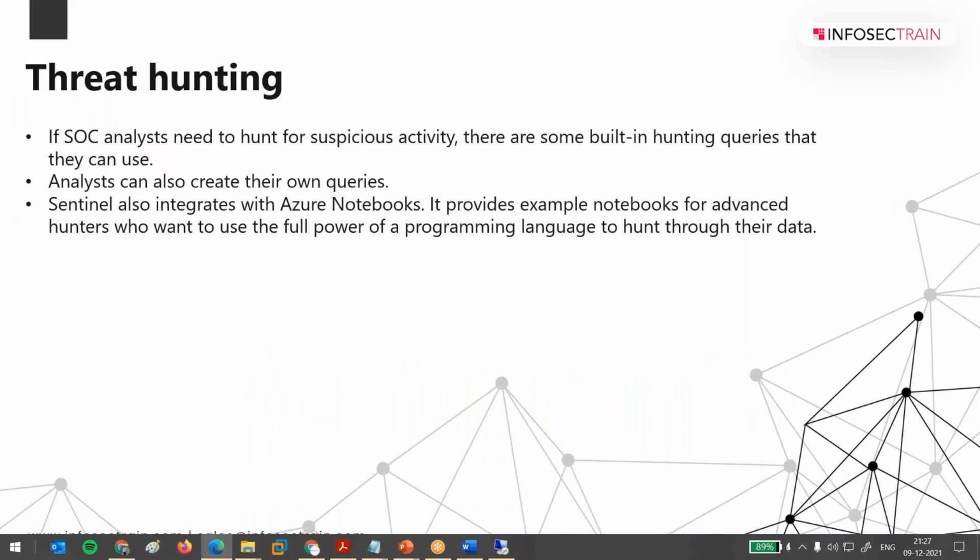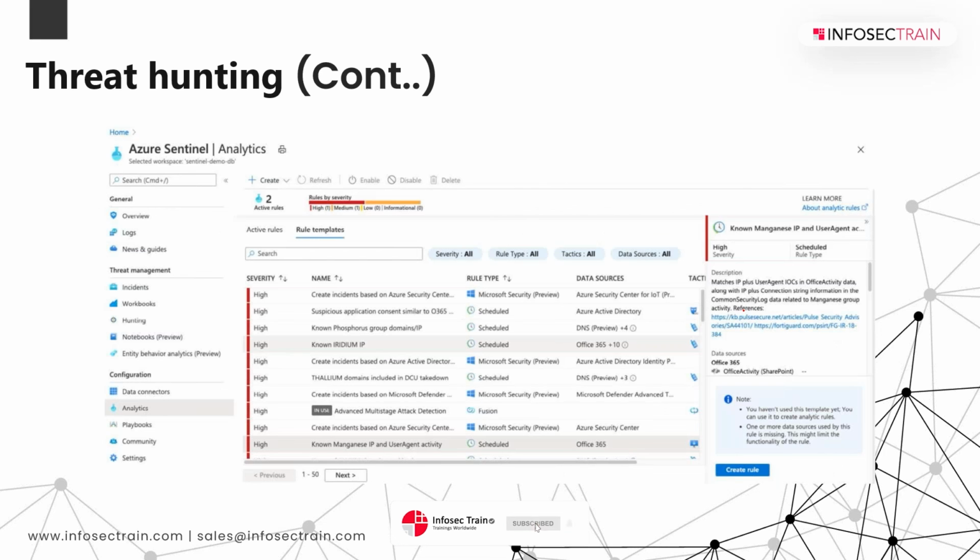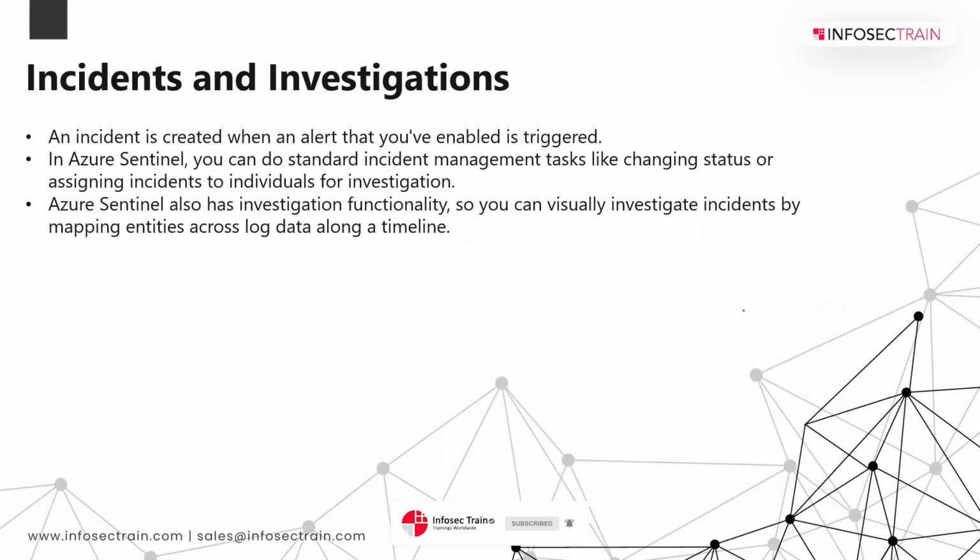So okay, if I take you to threat hunting, the page is going to look similar to what I was showing you. Incident and investigation. When an alert that you have enabled is triggered, an incident will be created. Now, in Azure Sentinel, you can do standard incident management tasks like changing status or assigning an incident to an individual for investigation, like I was telling you.